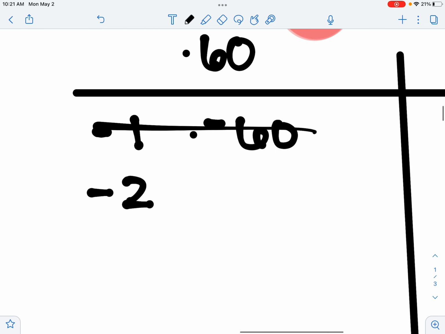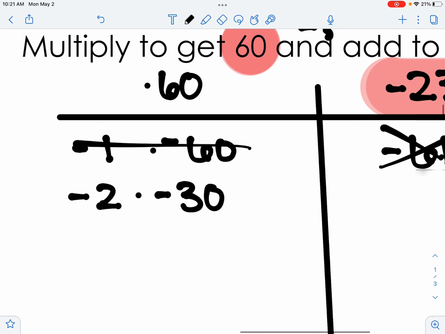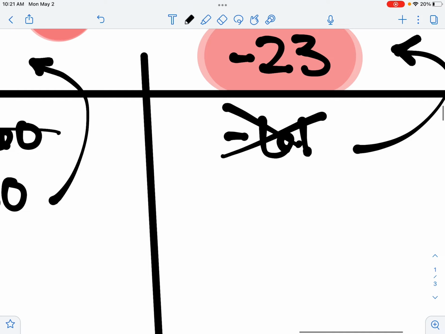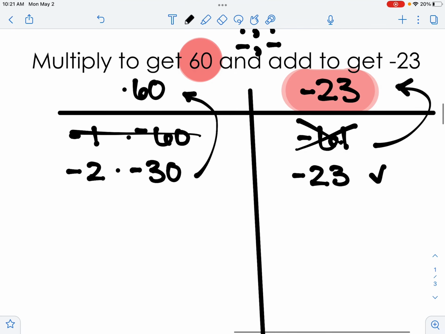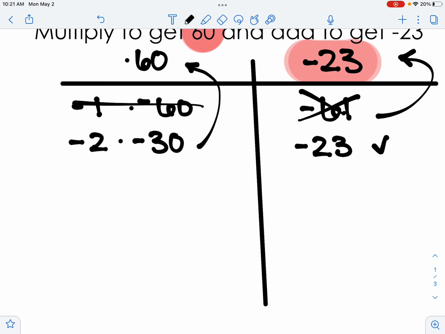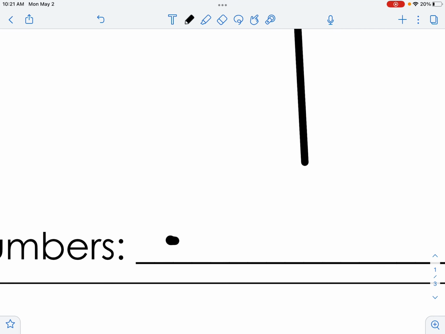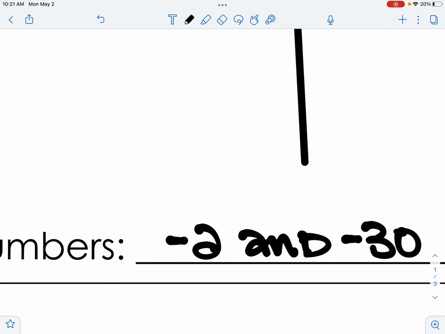So I'm going to now do negative 2 times a negative 30. Now, negative 2 times negative 30 multiply to get 60. But if I add them together, I get a negative 32, which is exactly what I wanted. All right, so those two numbers are my magic numbers, because they multiply to get a positive 60 and they add to get a negative 23. So negative 2 and negative 30 are my magic numbers.